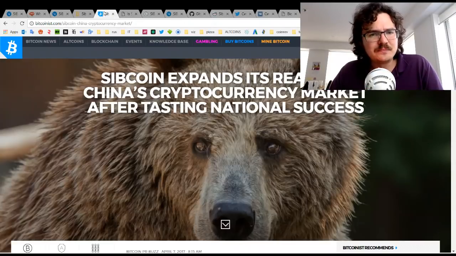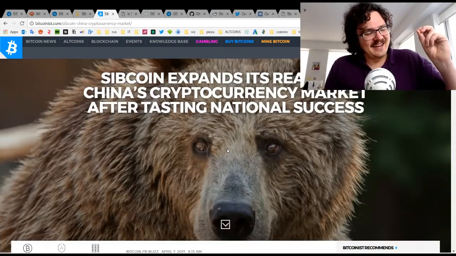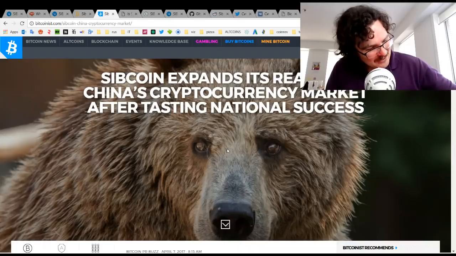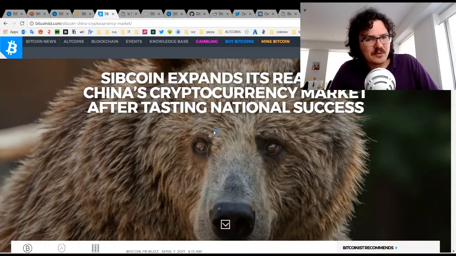So that's really cool. Now, Sibcoin expands its reach to China's cryptocurrency market after tasting national success. So obviously Sibcoin has been popular. Why do all these pictures have bears? Bears. I don't know. Anyway, they do. Now, obviously, considering what's just happened in China, that was a problematic strategy. Nobody could have predicted that. Probably some of the reasons why we've seen some of the hits on the price in Sibcoin recently.